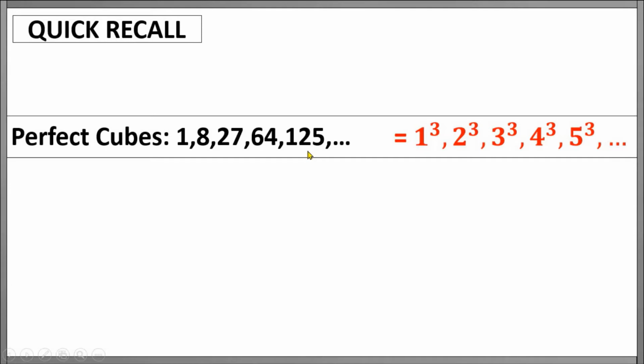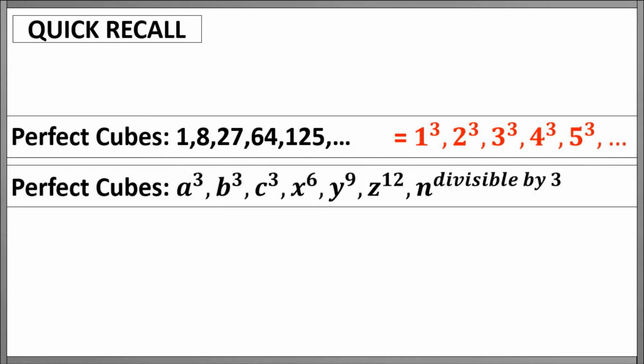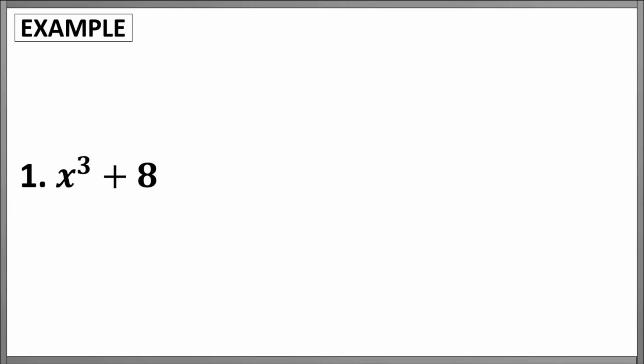For the variables which are perfect cubes, we have a cubed, b cubed, c cubed, x raised to 6, y raised to 9, z raised to 12, or any variable raised to a number which is divisible by 3. So now that you have recalled the perfect cubes, let's have this example: x cubed plus 8.